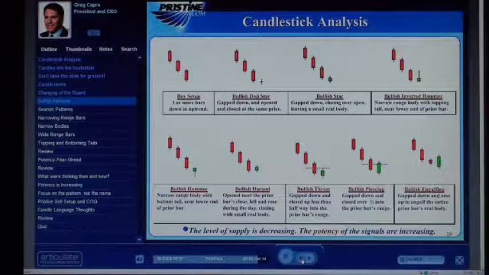Lastly, we have the bullish engulfing bar. This gapped down and rose up to engulf the entire prior real body. This also took out the high of that prior bar, which, as we covered on a prior slide, was an area of resistance. So this one is the most potent of the signals, and actually the most bullish of all.